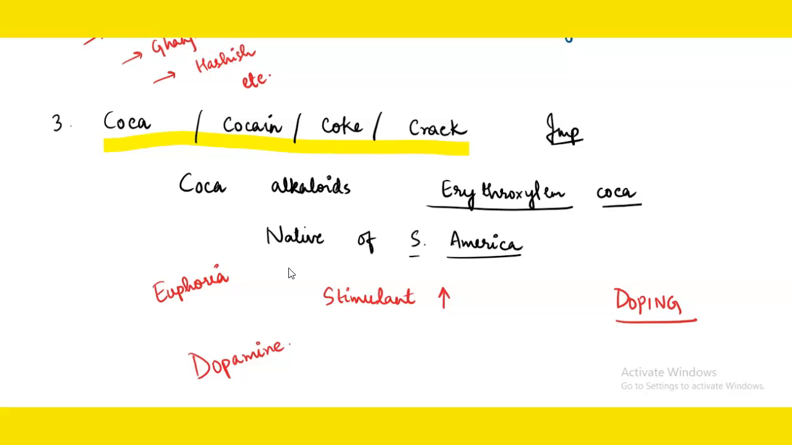So let's revise. Coca alkaloids, they are obtained from Erythroxylum coca. This plant is a native of South America. The drug which is obtained from it can be known as coca, cocaine, coke, or crack. It is a stimulant and it increases our body efficiency. It causes euphoria in the body. If sports people are found consuming it, and if the concentration is found in their blood, they are being charged for doping and they are banned also from the play. And this drug affects the activity of the neurotransmitter dopamine.